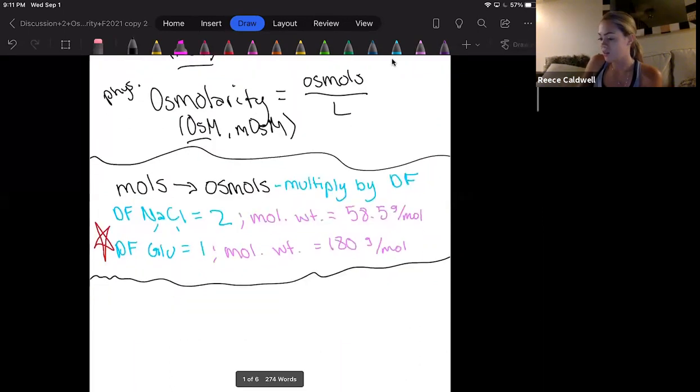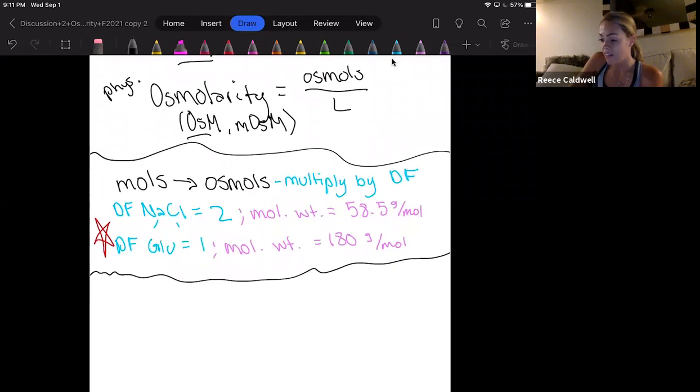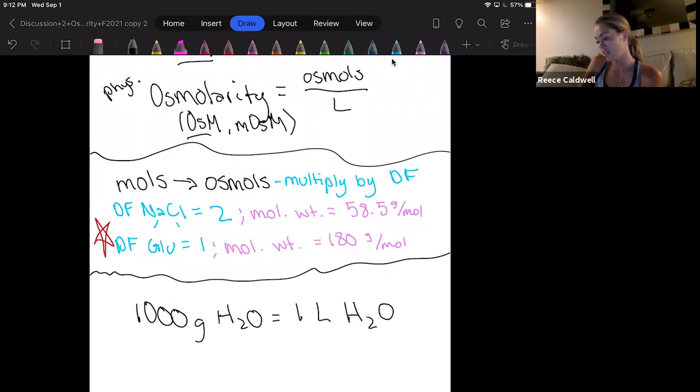One other thing that I wanted to add is that 1,000 grams of water is equal to 1 liter of water. In this class, we're going to be using primarily liters. So if we ever need to do a conversion, just know that 1,000 grams equals 1 liter.